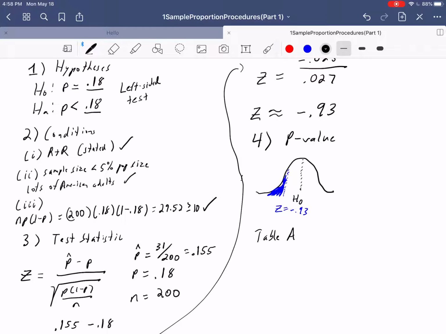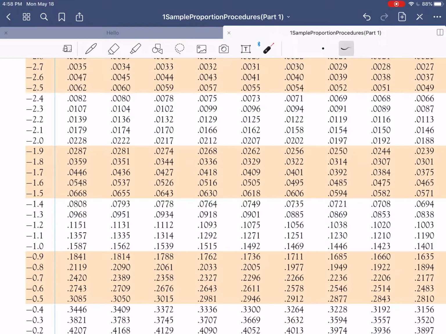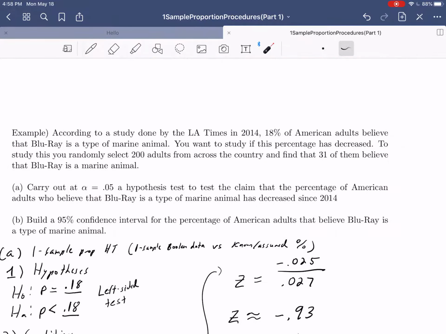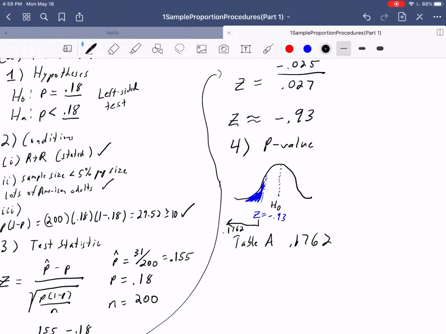So let's go ahead and do that. Table A. So we're looking up that negative 0.93. So there's negative 0.9 right there, and 0.91, 0.92, 0.93. So there's our value, 0.1762. So we get 0.1762. As always, we know that that's the stuff to the left. So the stuff that way is 0.1762. And notice that that does correspond with our shaded area. So we can conclude in this case that our p-value is equal to 0.1762.